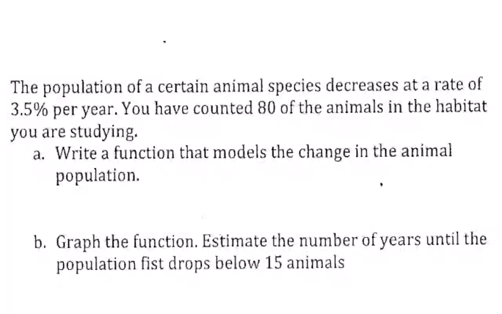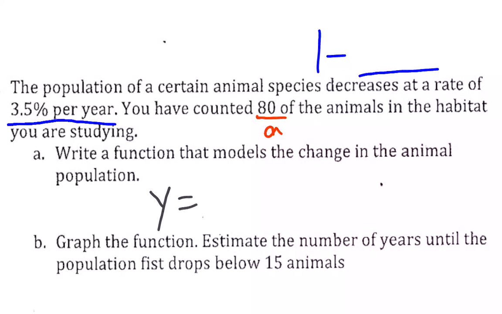Last example for tonight. The population of a certain animal species decreases at a rate of 3.5% per year. So I know I'm going to do 1 minus something. You have counted 80 animals in the habitat you are studying. So that's my initial value. It's how many I saw when I started. Write a function that models the change in animal population. So I need to have y equals my initial value, which is a, and then I'm going to multiply it to my base and raise it to the x.